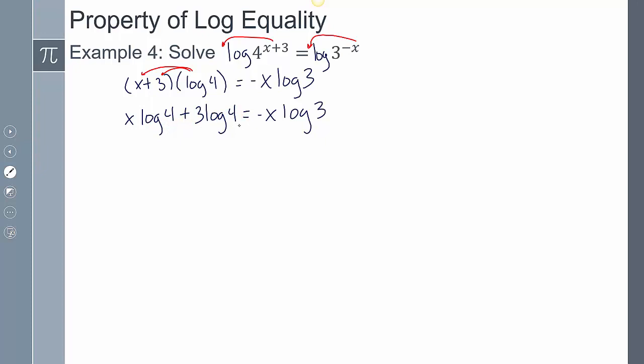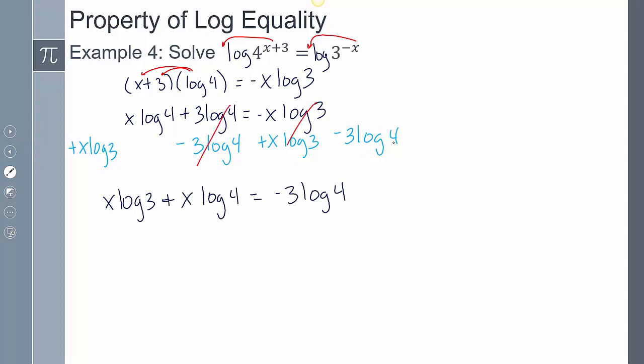Now, it still is kind of abstract because I have x's here and I have x's there. It's not like I can just add them together and combine them. It's a little bit more abstract than that. And so when we do that, we have to use the analysis of what's in common. So I want to bring all of my x's to one side, bring everything else to the other side. And so I'm going to add x log 3 to this side, and I'm going to subtract 3 log 4 to that side. So they cancel out like that.